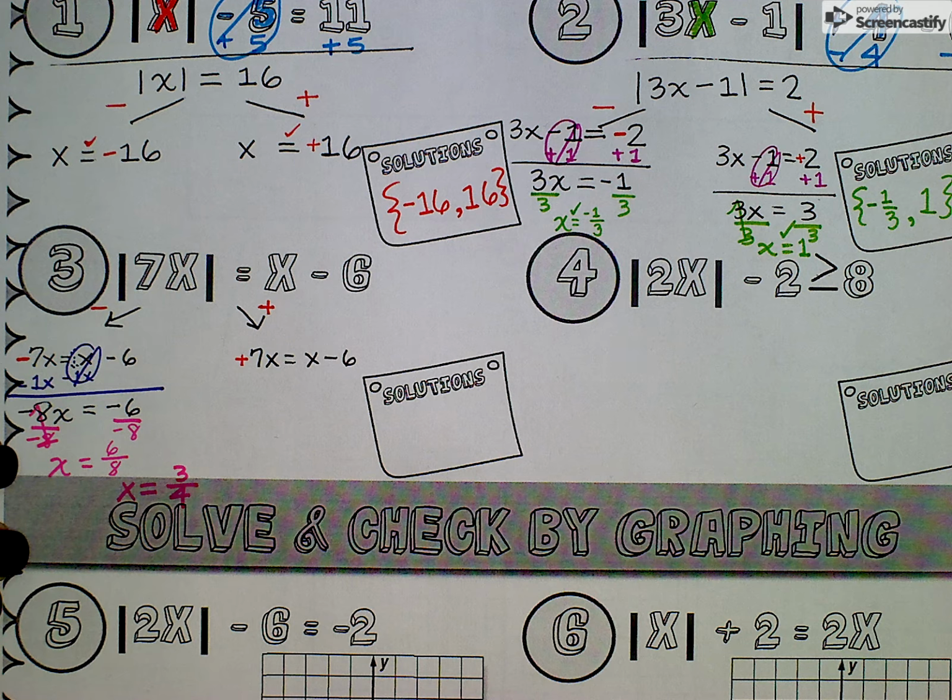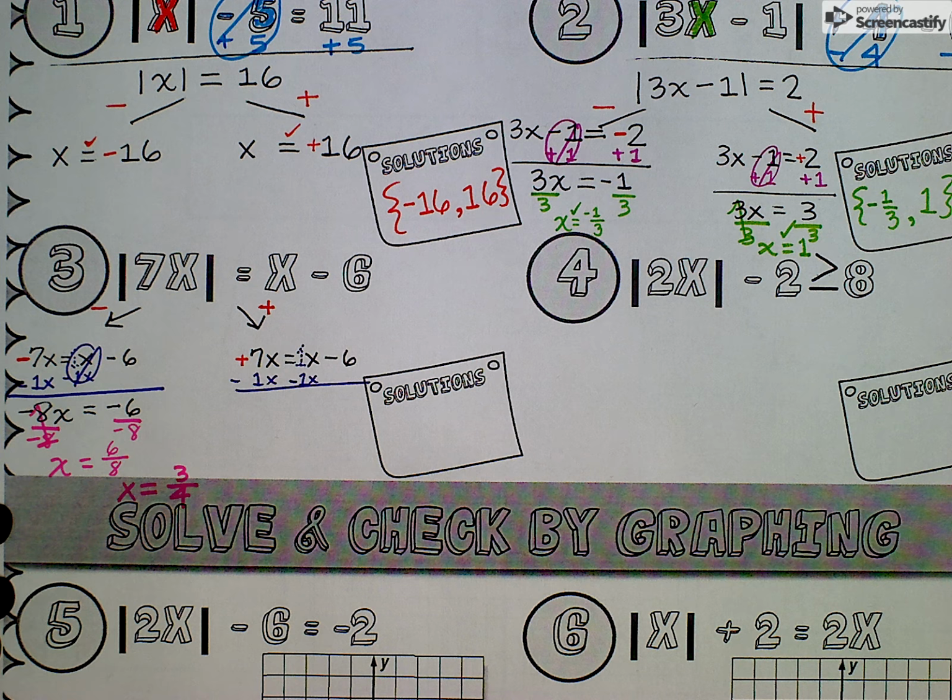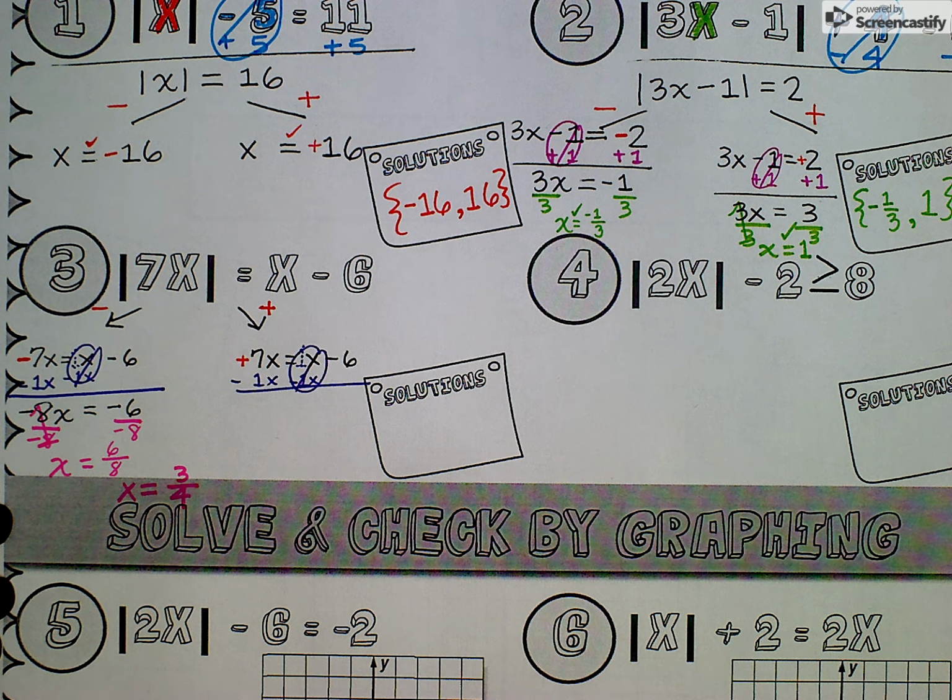Starting with the same step of moving the x, 1x, to the left side via elimination, leaving us with 6x is equal to negative 6. This time we have a different coefficient, but we get rid of it just the same way using division on both sides of the coefficient, positive 6. That reduces to 1, x equals negative 1.